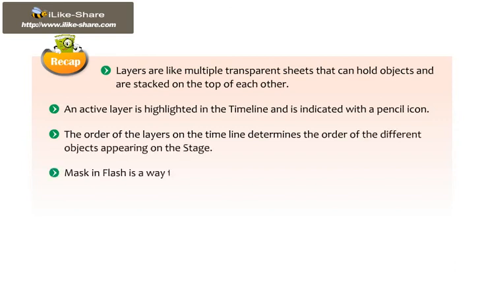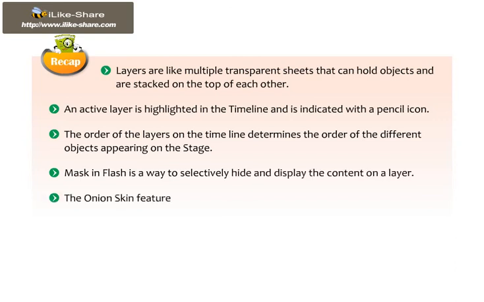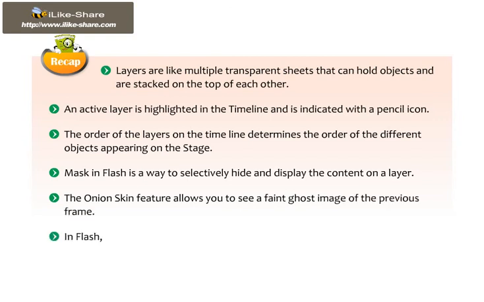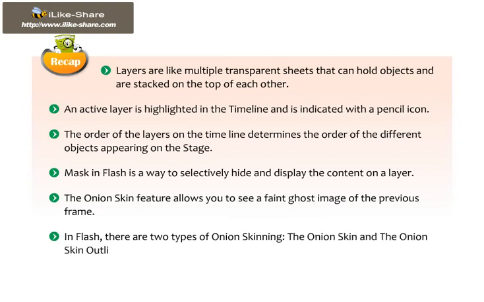Mask in Flash is a way to selectively hide and display the content on a layer. The onion skin feature allows you to see a faint ghost image of the previous frame. In Flash, there are two types of onion skinning: the onion skin and the onion skin outlines.